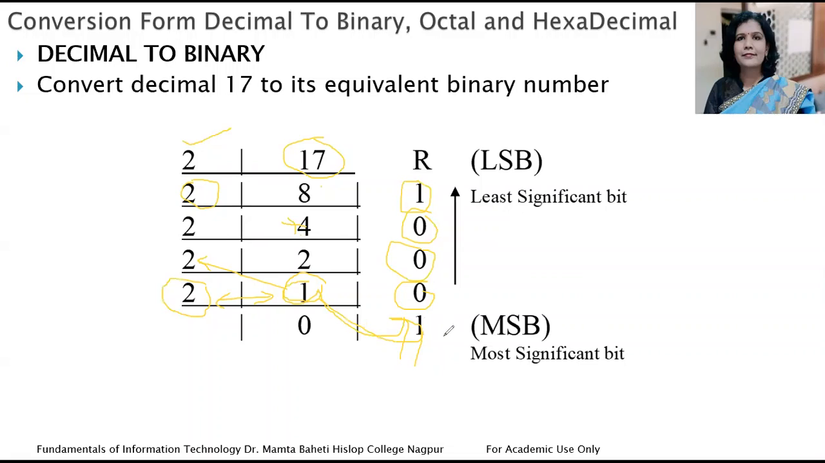Now how will you read this? This will be your most significant bit, this will be your least significant bit. So from bottom to top you will read it. So your number will be 1 0 0 0 1.